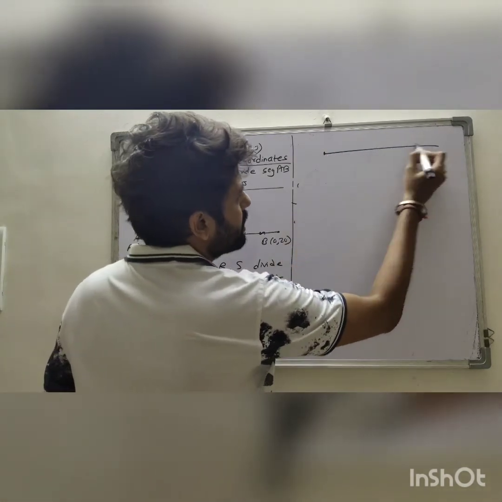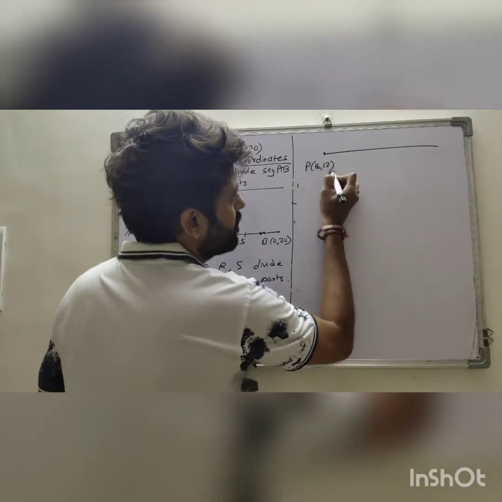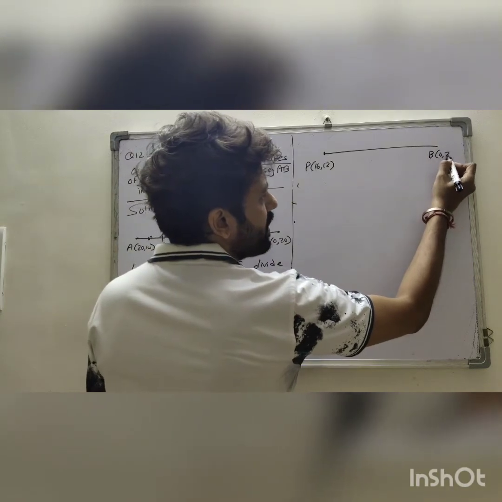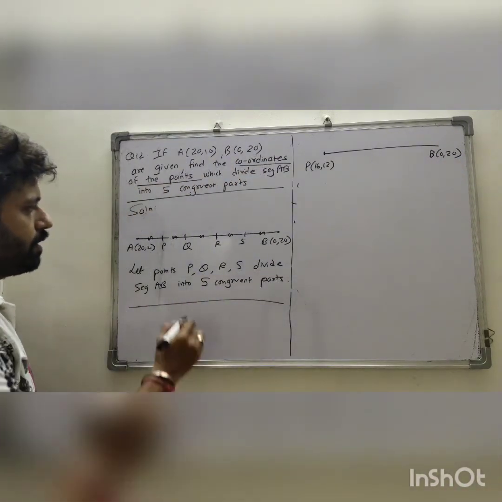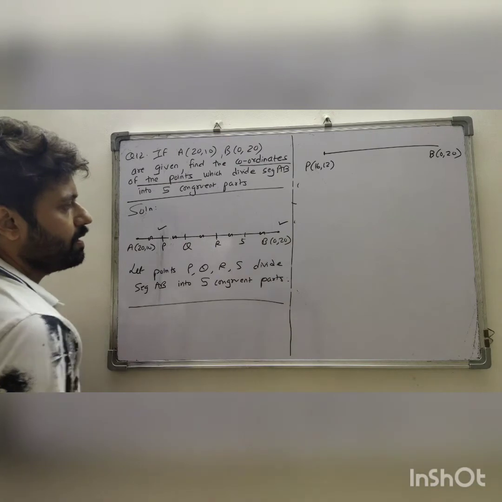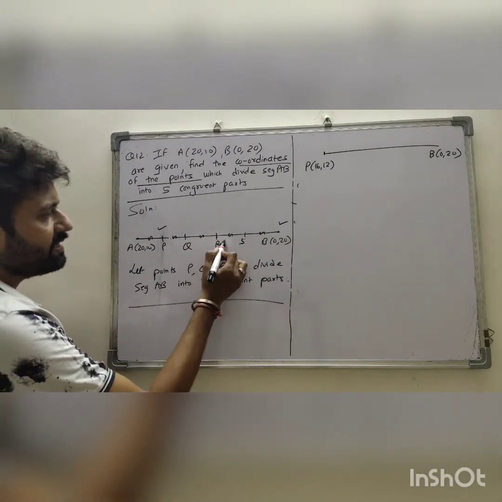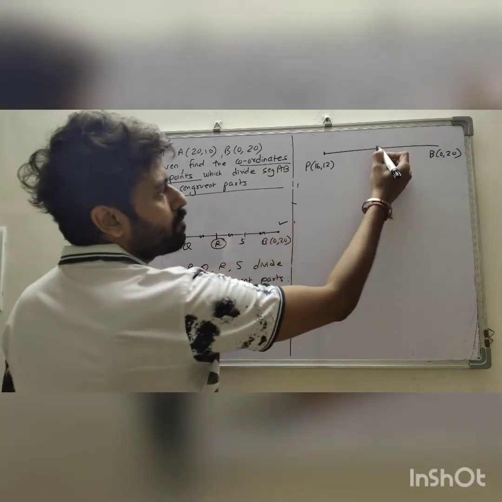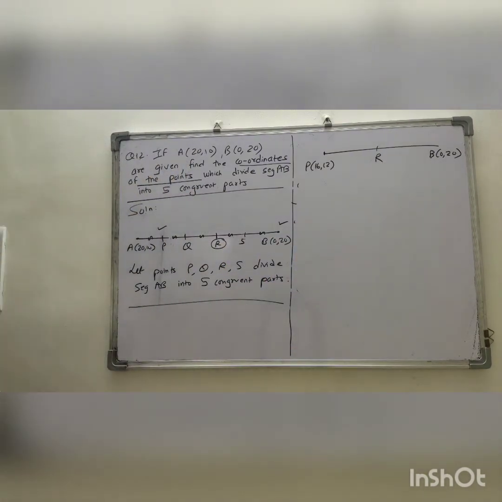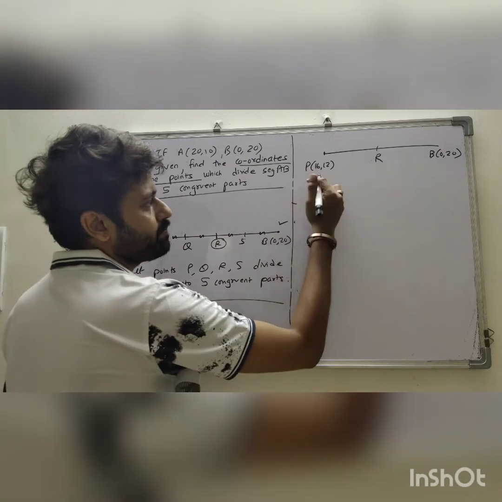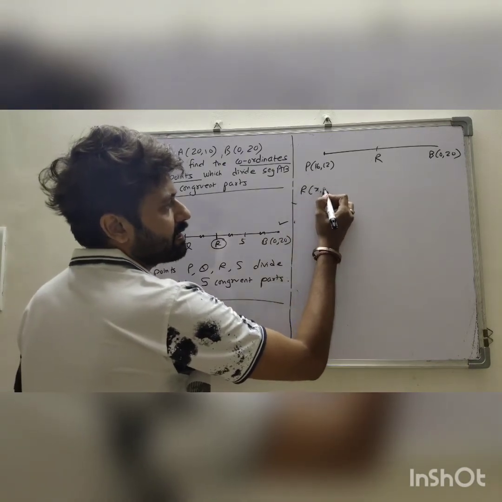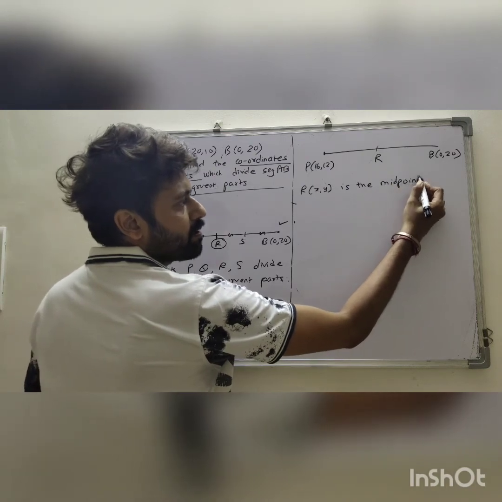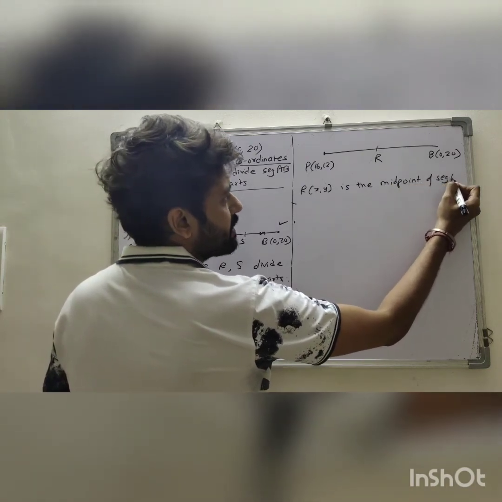After finding P 16, 12, let me make the use of point P. B be 0, 20. PB, उन दोनों के बीच में एग्जैक्टली देखो कौन है, R है, देखो यहाँ पे दो, यहाँ पे दो. So now I can say that R is the midpoint of segment PB.